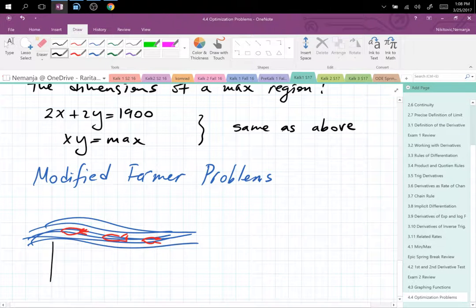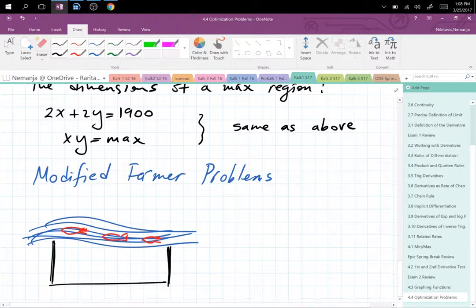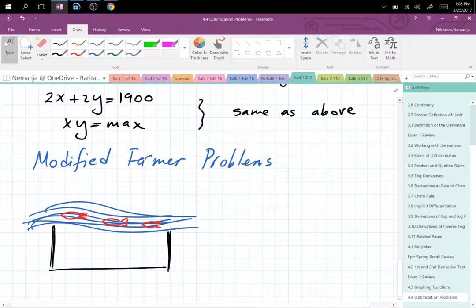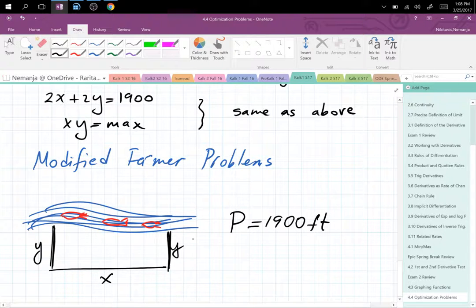Depends on the time of the year, okay? So now look at the posture. We don't need a fence on one side. I still have the perimeter to be 1900 feet, but now I have one X and two Y's, right? And you have a river, so you don't need the fence on that side. So now your perimeter equation changes into X plus 2Y equals 1900.